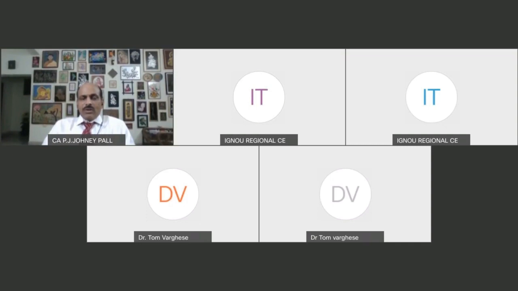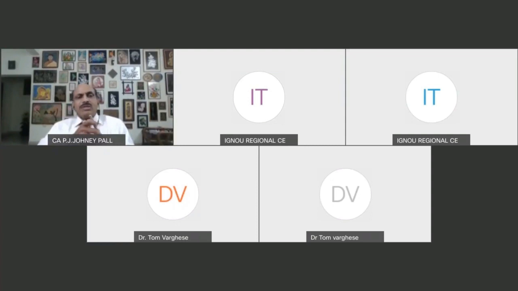What is the total cost? What is the total sales? What is the total purchase? What is the total profit? But you are not able to analyze what is the cost per unit. How do I know what is the cost of manufacturing one pen? From the financial accounting, you are unable to find out what is the cost of one pen.